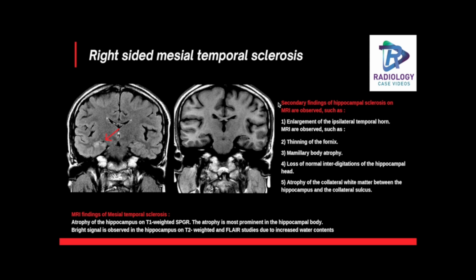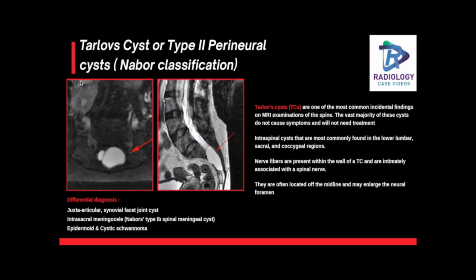There are several secondary findings in mesial temporal sclerosis, like enlargement of the ipsilateral temporal horn, atrophy of mammillary body and fornix on the same side, loss of normal interdigitations of hippocampal head, atrophy of the collateral white matter between the hippocampus and the collateral sulcus. 3D volumetric studies also can be performed to calculate the volume of hippocampus to diagnose mesial temporal sclerosis. T2 relaxometry is another useful tool to detect mesial temporal sclerosis. Here's the next image, Tarlov cyst or type 2 perineural cysts.